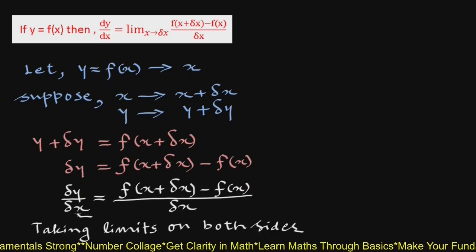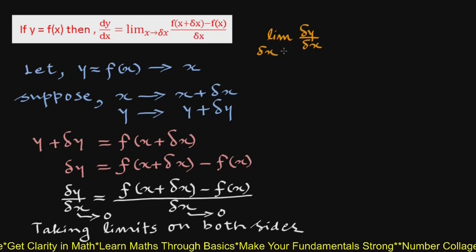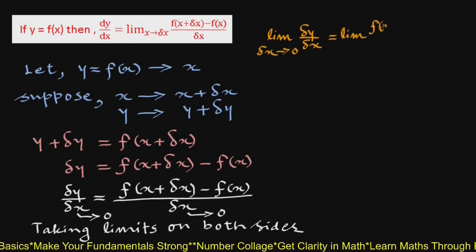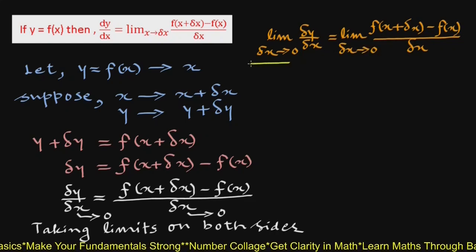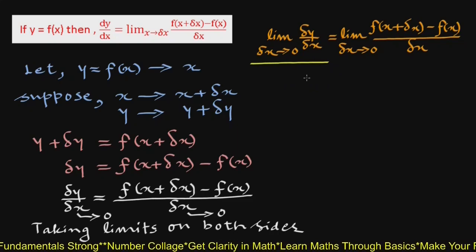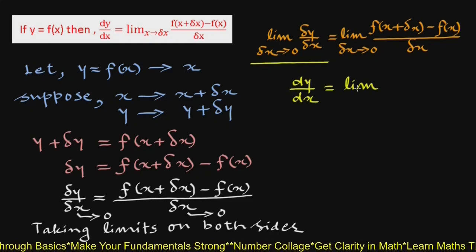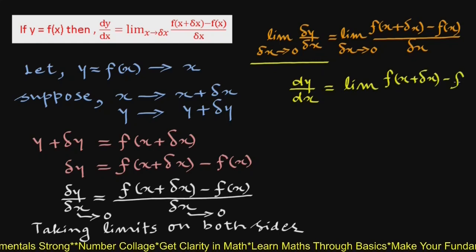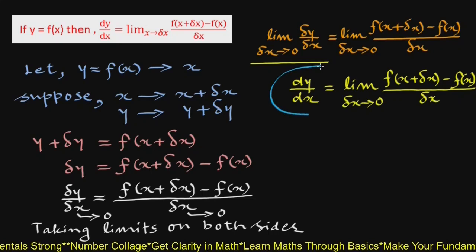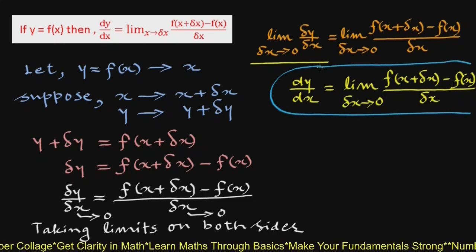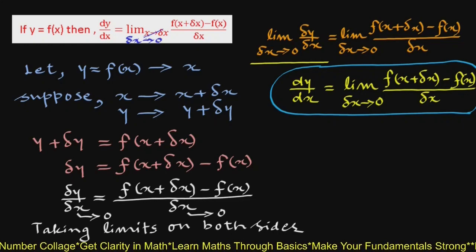Taking limits on both sides as delta x tends to 0, it will be limit of delta y upon delta x as delta x tends to 0 equals limit of f of x plus delta x minus f(x) upon delta x as delta x tends to 0. This limit of delta y upon delta x as delta x tends to 0 is a special limit known as dy by dx, or the derivative of y with respect to x, which is limit of f of x plus delta x minus f(x) upon delta x as delta x tends to 0. Let me correct here. This should be delta x tends to 0 and not x tends to delta x.